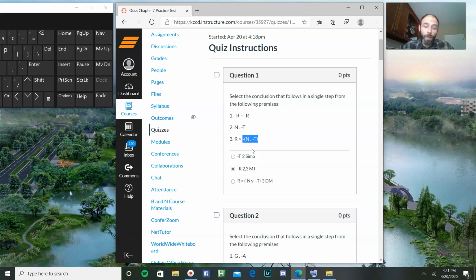Again, we could do it in 2 steps. If we put parentheses around it with 2 tildes in front of it, that would be double negating it, and then we would have what we need to do MT, but you can't do it in 1 step.